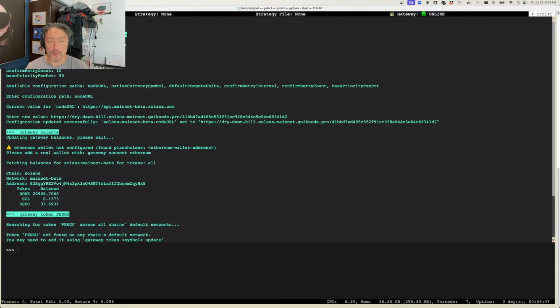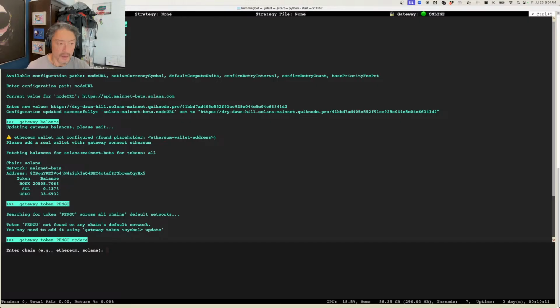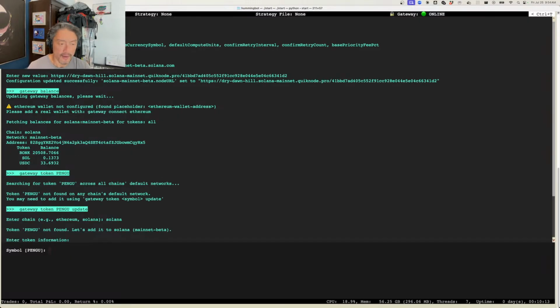And so we see that Pengu is actually not in the list, which means that if we wanted to trade Pengu, we need to define the Pengu token first and add it before we can start trading it. So let's do that first, and that will allow us to swap Pengu in the future just by using Pengu instead of the address. So we'll do Pengu update, and then we want to add that since it's a Solana token. So let's find information about the token first.